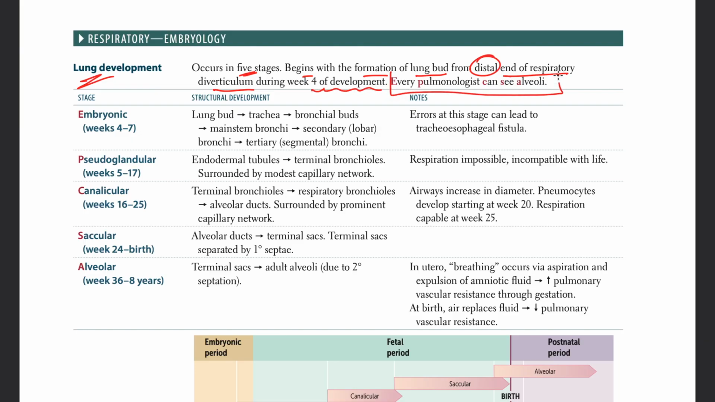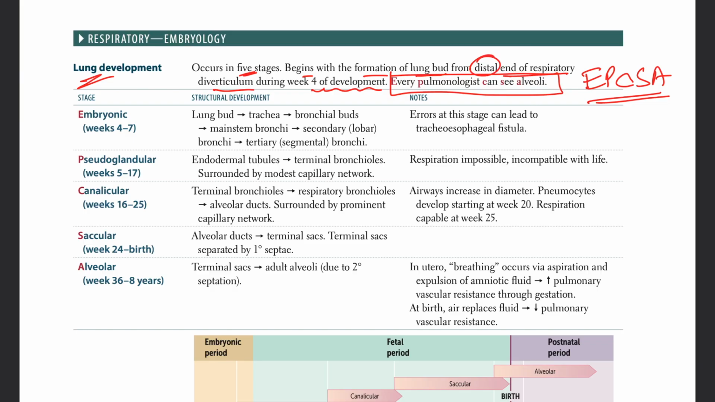The mnemonic is very high yield. Whenever the first stage has some mnemonic, just know that it is high yield. They don't put anything extra here. So every pulmonologist can see alveoli. That's the mnemonic.